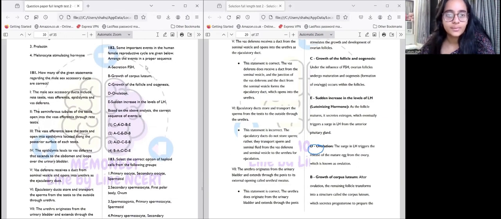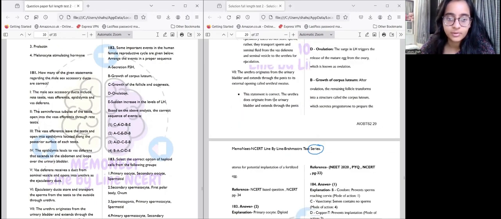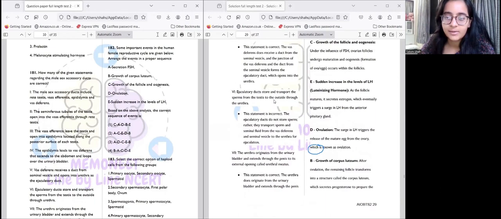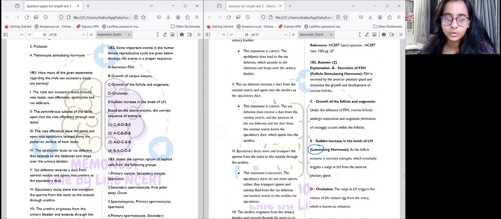For question 182, some important events in the human female reproductive cycle are given below. Arrange them in proper sequence. The secretion of FSH, growth of corpus luteum, growth of follicle and oogenesis, ovulation, and sudden increase in the level of LH. Let's see. When does ovulation occur? On the 14th day, right? So when there's a sudden increase in the level of LH, that is luteinizing hormone, after that only there can be ovulation, right?